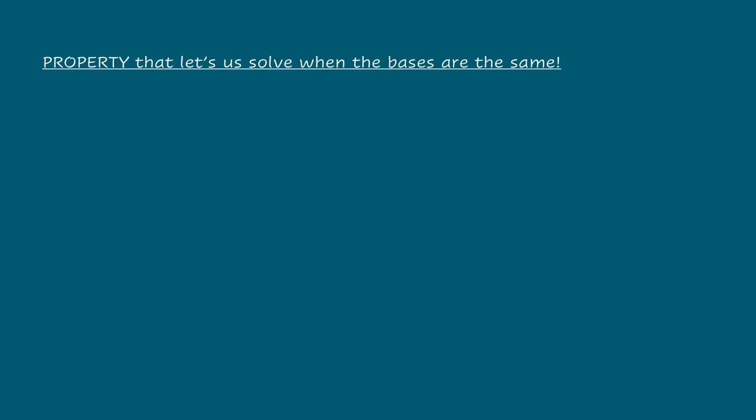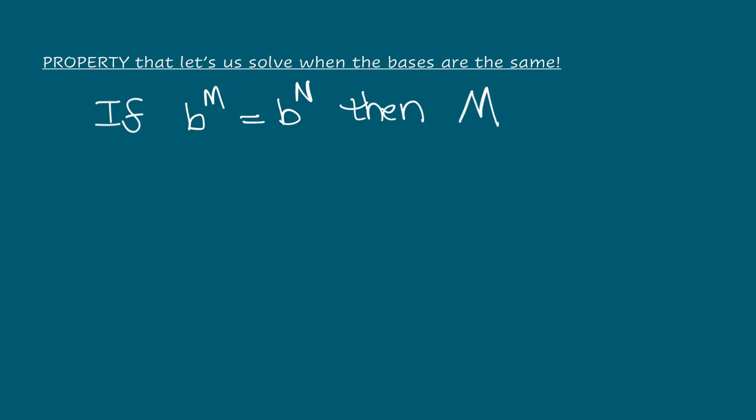When exponential equations can be written using the same base, there's a property that allows us to solve them. If the bases can be written the same, the property says if the base of the first equation is the same as the base of the second equation, what we can do is take the exponents in those equations and set them equal to each other. So the property is if b to the power of m is equal to b to the power of n, then the exponents can be set equal to each other.